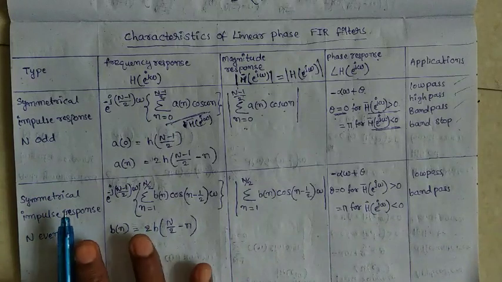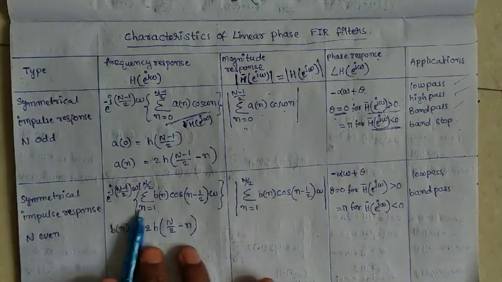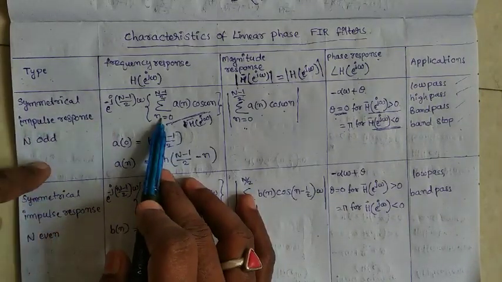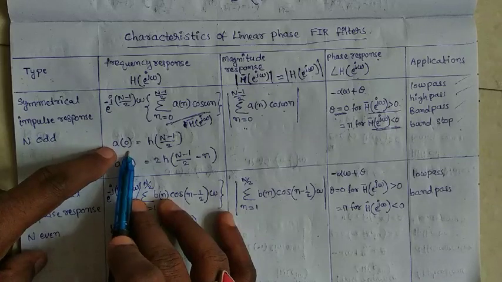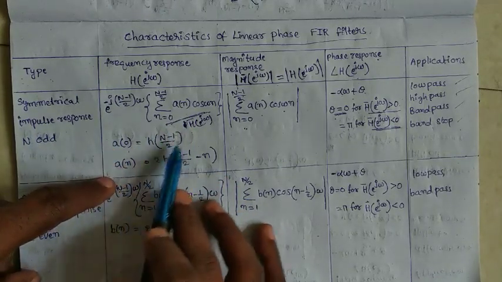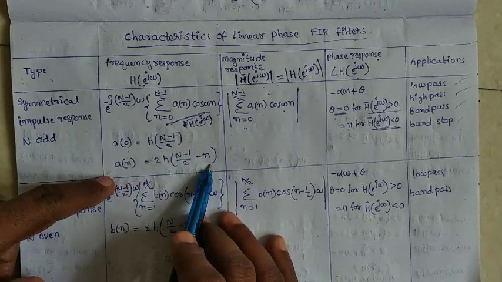Similarly, coming to symmetrical impulse response, capital N even. Here this is our frequency response. For symmetrical impulse response, capital N odd, how to calculate the a naught value? It is h of (N minus 1) by 2. How to calculate the a n? It is 2 into h of (N minus 1) by 2 minus n.